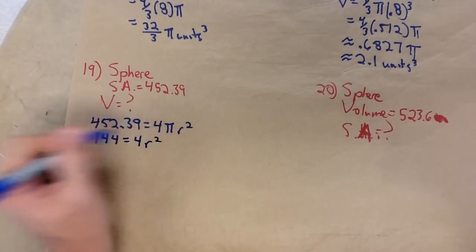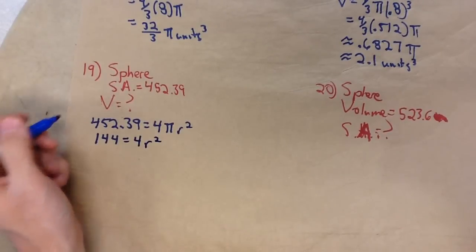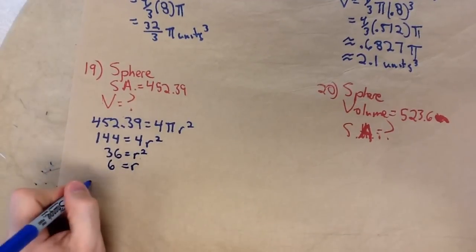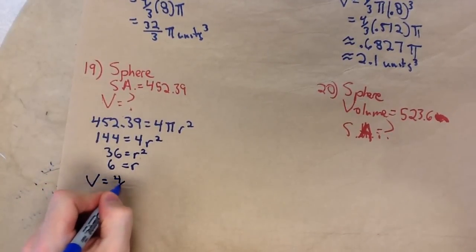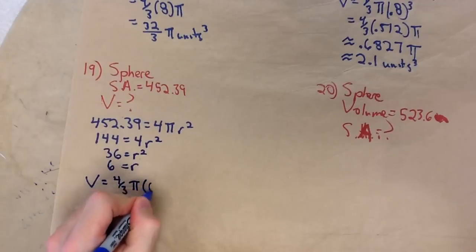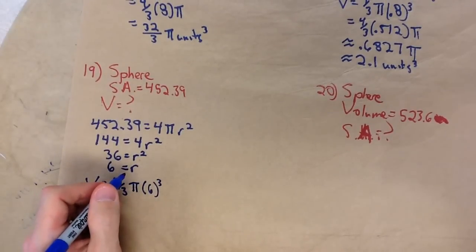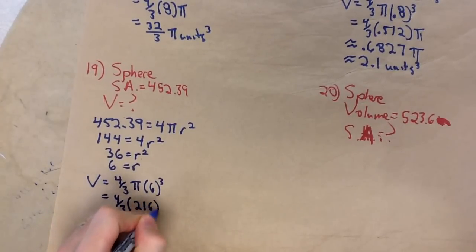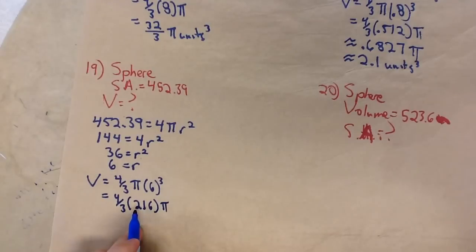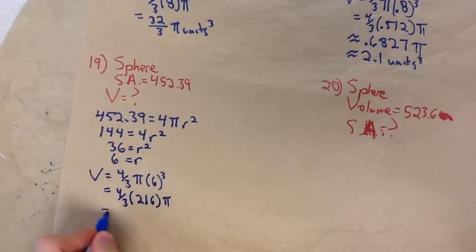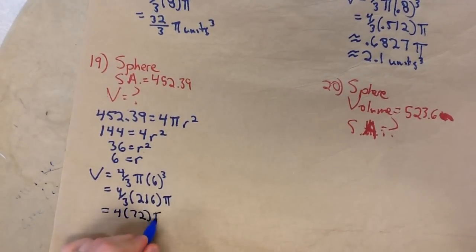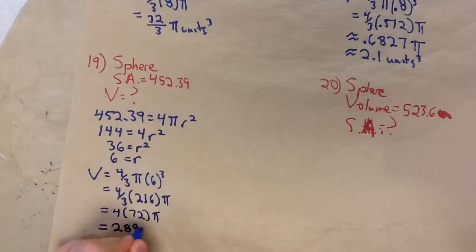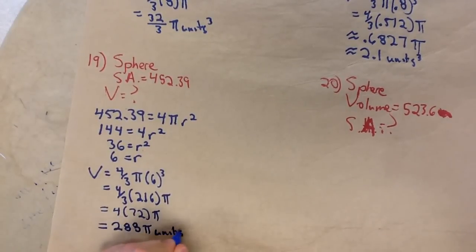So that equals 4r squared. I can now divide that by 4, and I get 36 equals r squared. So r is 6. Now I can find my volume and go 4/3 pi times 6 cubed. 6 cubed is 216. This I can divide by 3. 216 divided by 3 is 72. Multiply by 4, and I get 288 pi units cubed.